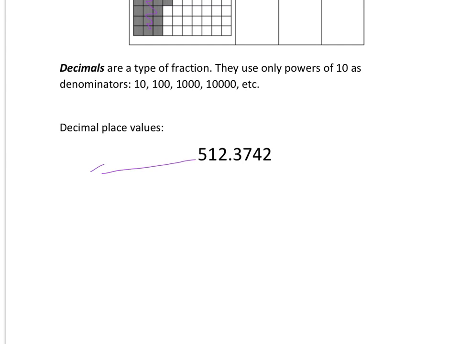So this first number, the 5, it's in the 100s place. So it actually represents 5 hundreds or 500. This 1 is in the tens place. So it represents one group of 10, so it's 10. The 2 is in the ones place. So it's 2 times 1 or 2 ones, okay?